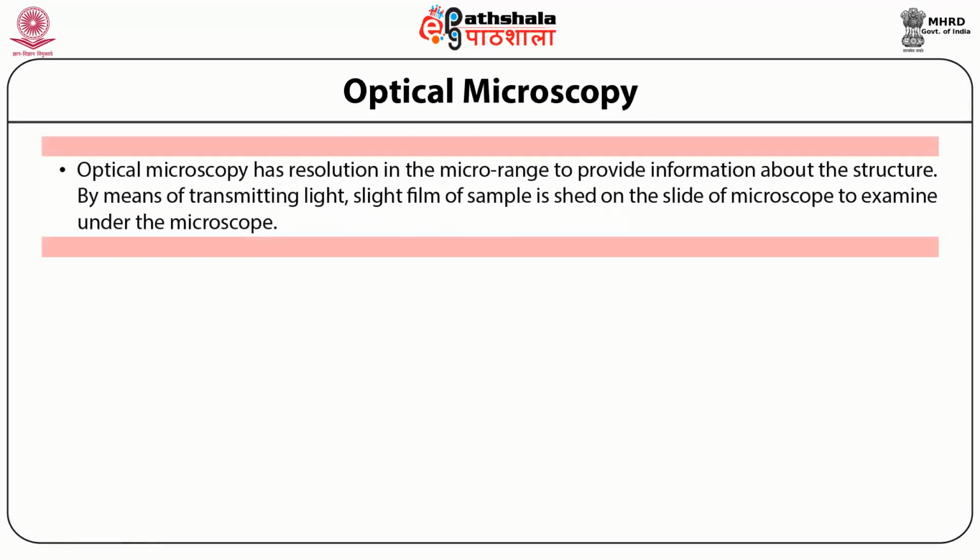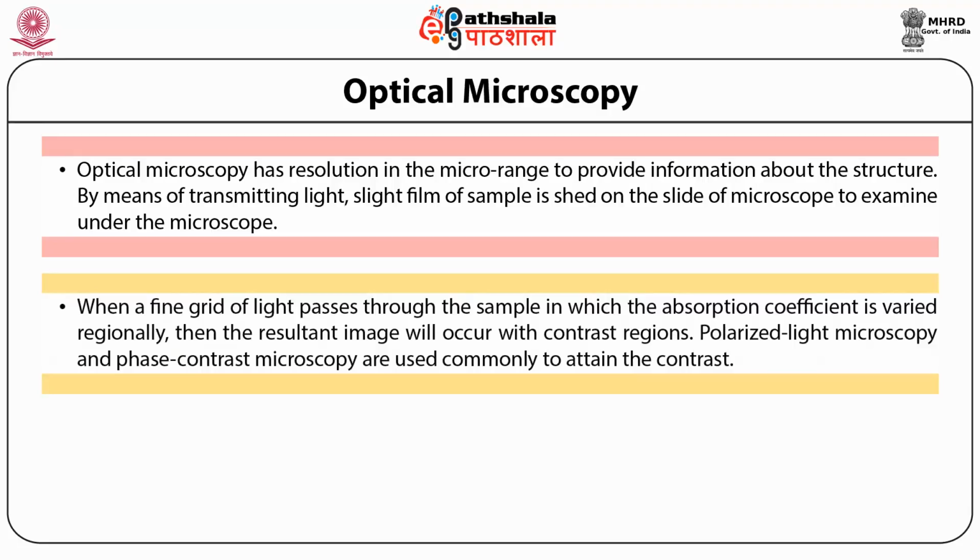Optical microscopy has resolution in the micron size range to provide information about the structure of the particle or substance in the micron size range. By means of transmitting light, a thin film of sample is spread on the slide of the microscope to examine under the microscope. When a fine beam of light passes through the sample in which the absorption coefficient varies regionally, the resultant image will show contrast regions. Polarized light microscopy and phase contrast microscopy are commonly used to attain the contrast.